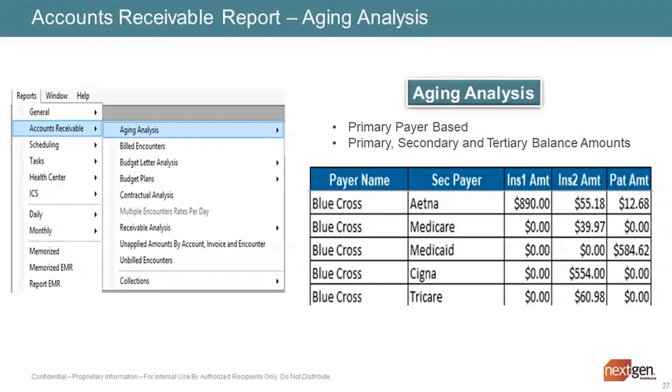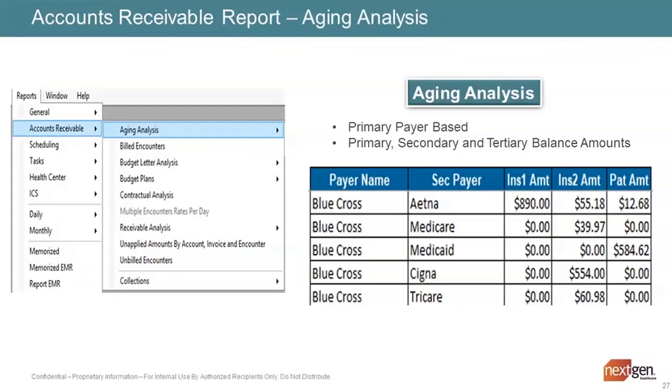The one that really catches my eye here is the third one down. Blue Cross primary, Medicaid secondary. I see no balance in the Blue Cross, which is insurance 1. I see no balance in the Medicaid, which is insurance 2. I do see $584.62 in the patient amount for Medicaid. That makes my hair stand on the back of my neck. I think probably something's not right there, so I'm going to want to go look at that encounter.